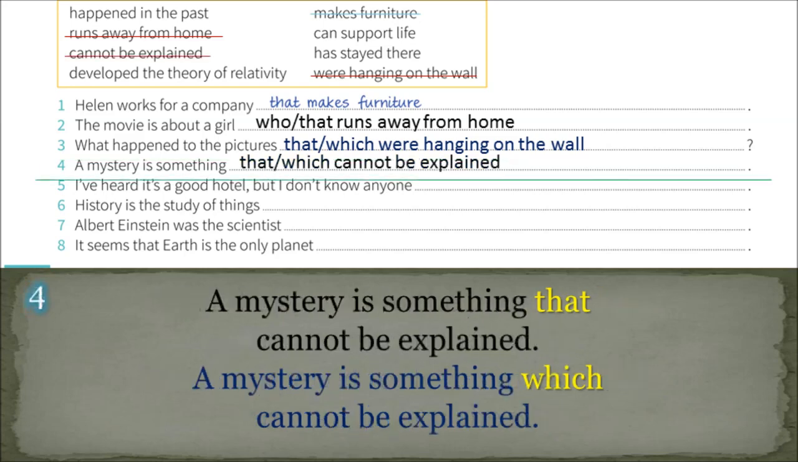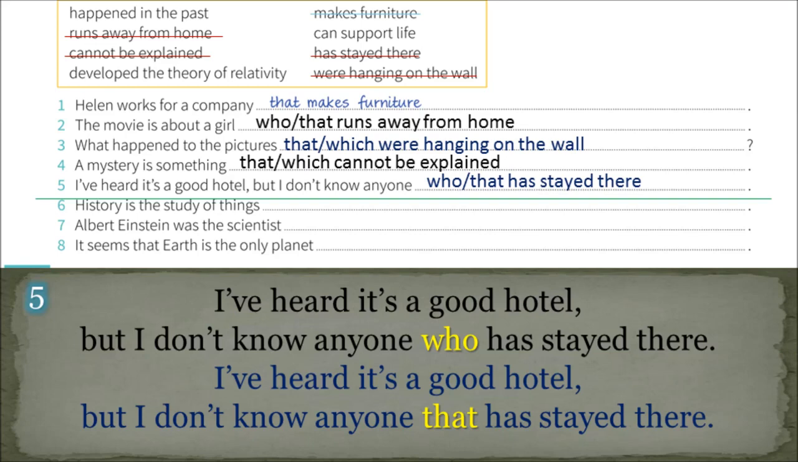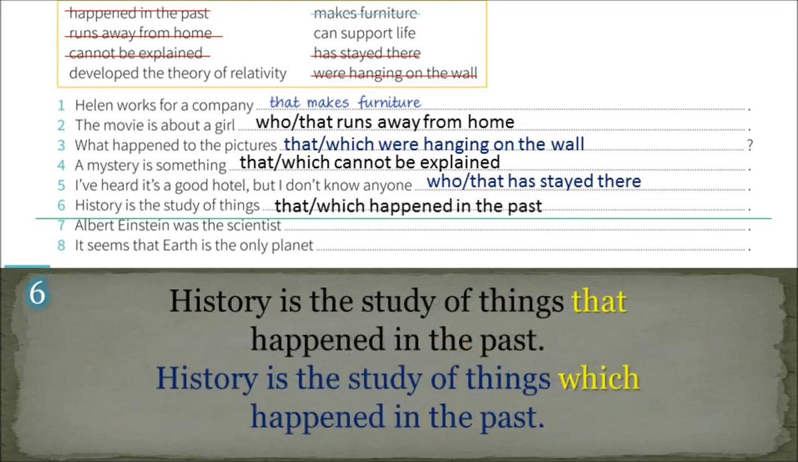A mystery is something that cannot be explained. A mystery is something which cannot be explained. I've heard it's a good hotel, but I don't know anyone who has stayed there. I've heard it's a good hotel, but I don't know anyone that has stayed there. History is the study of things that happened in the past. History is the study of things which happened in the past.